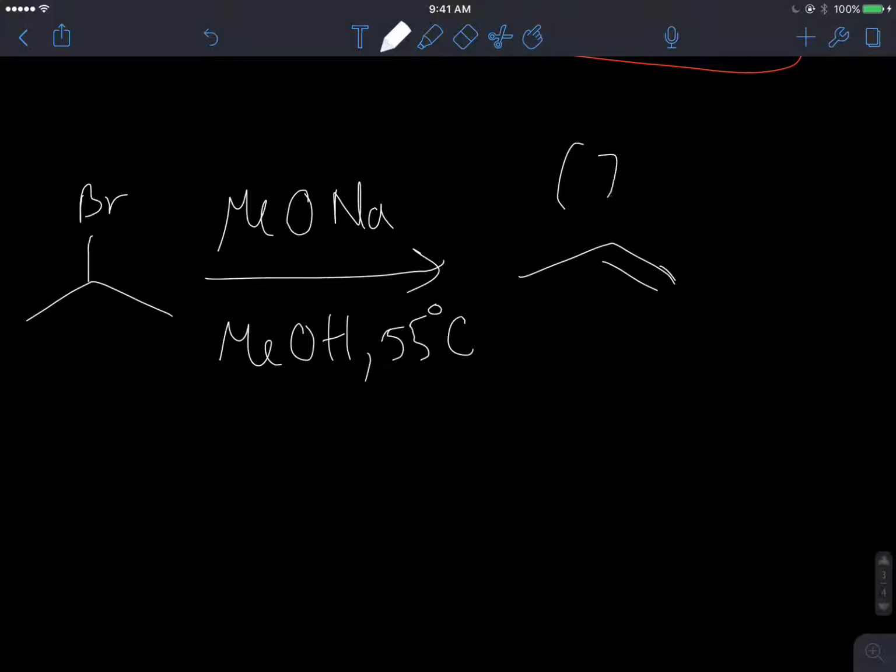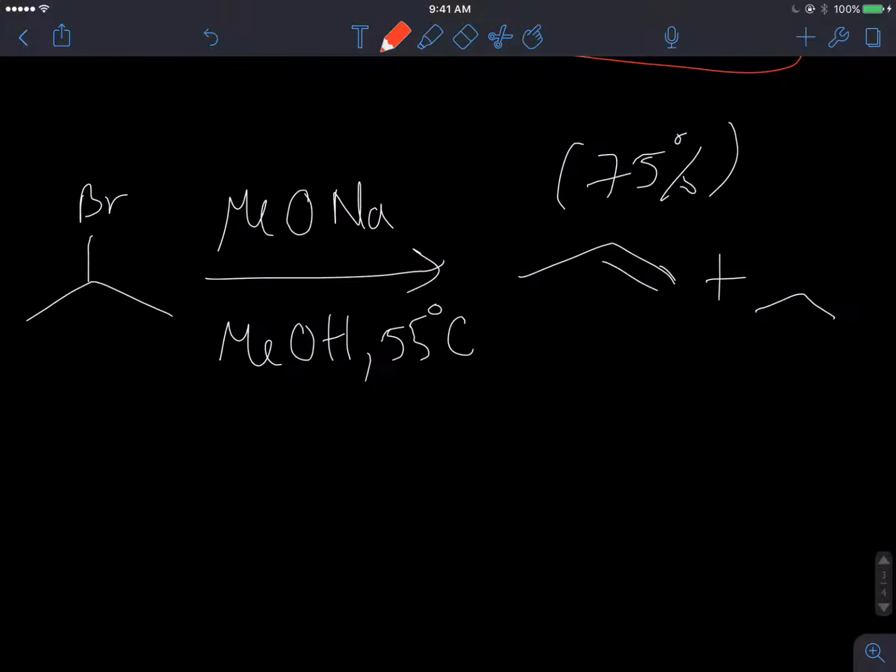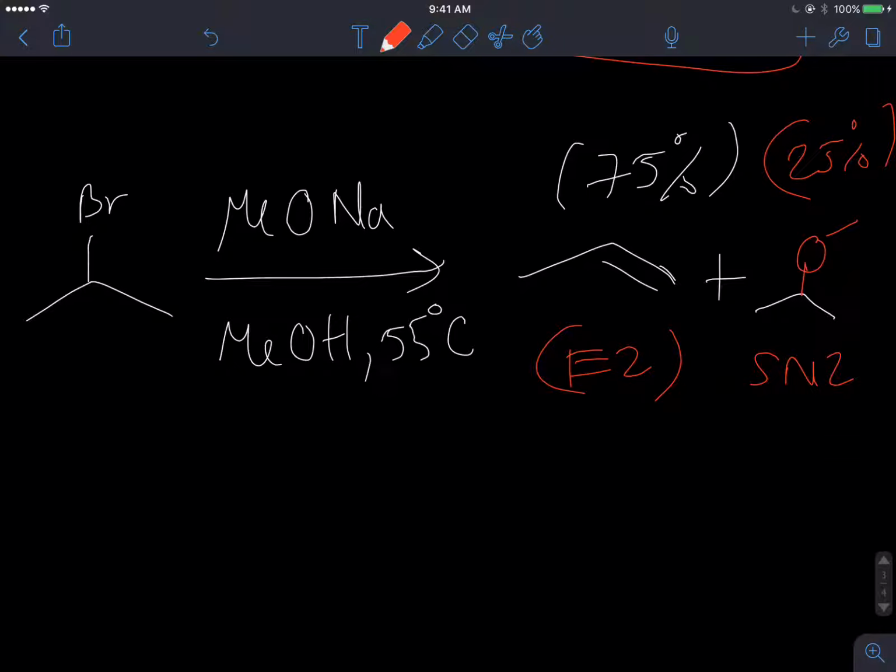So this case is like 75% of the elimination reaction, and you will have 25% of the SN2, which is this. This is 25% SN2. Again, this is SN2, and this is E2. E1, in this case, barely occurs because we can see no high heat at all. So we can just remove the E1.